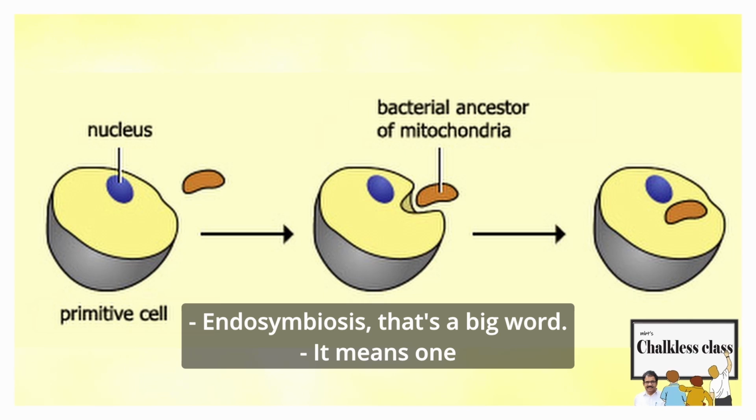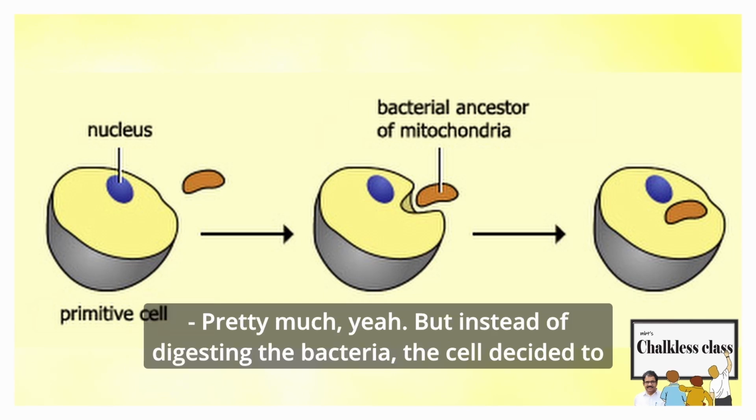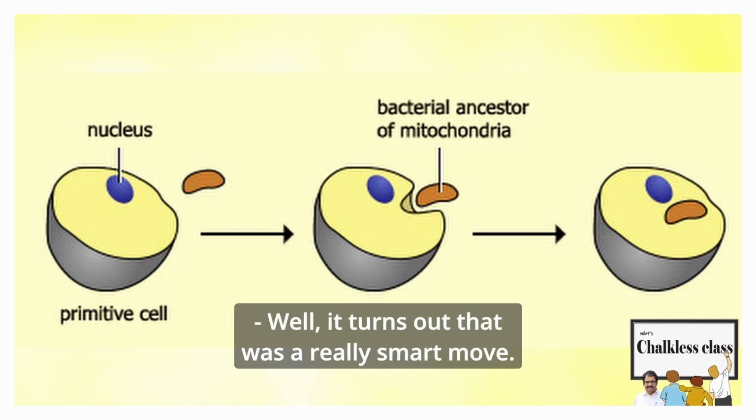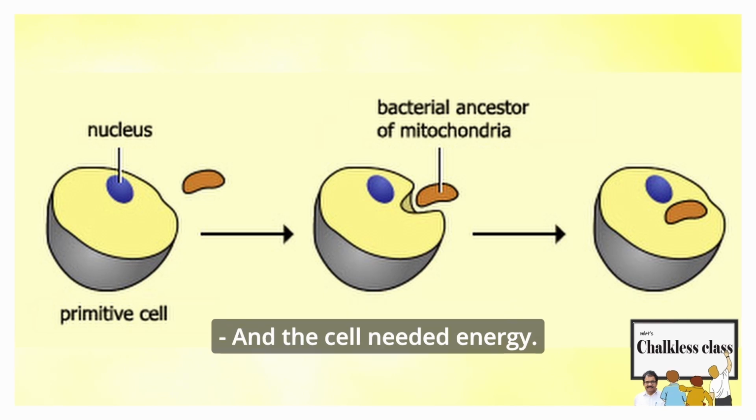Endosymbiosis, that's a big word. It means one cell engulfed another cell. Engulfed. Like swallowed it. Pretty much, yeah. But instead of digesting the bacteria, the cell decided to keep it around. Why would it do that? Well, it turns out that was a really smart move. The bacteria were really good at making energy. And the cell needed energy.